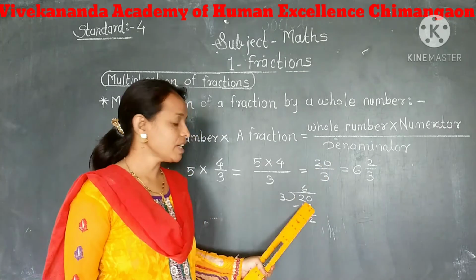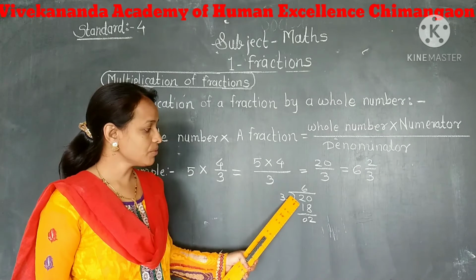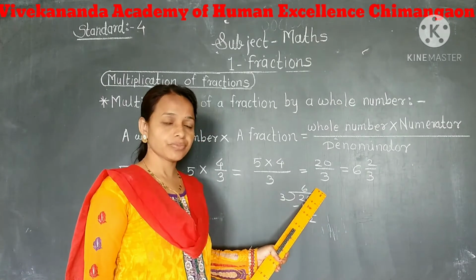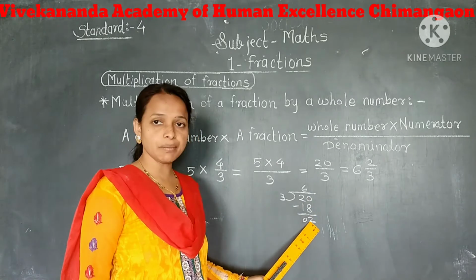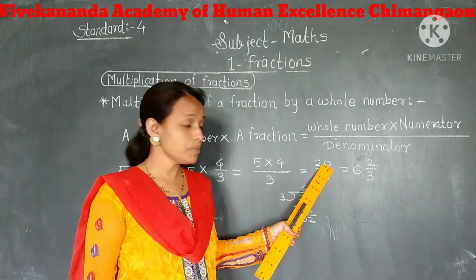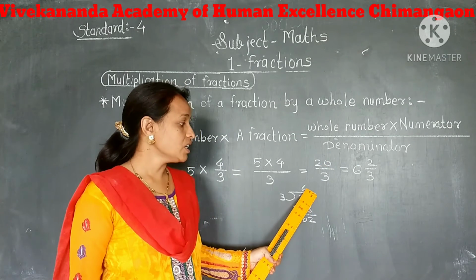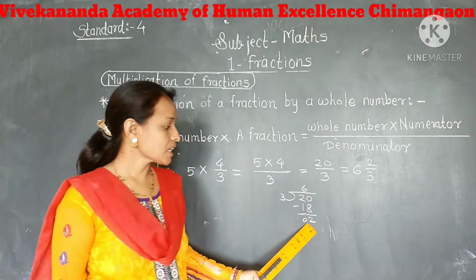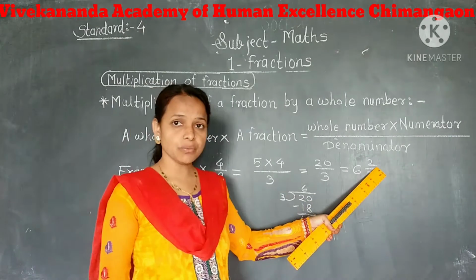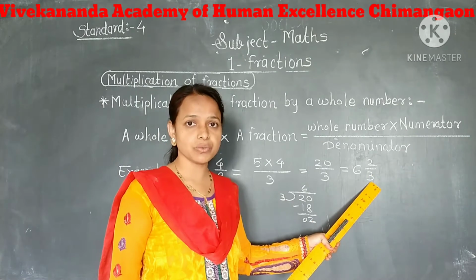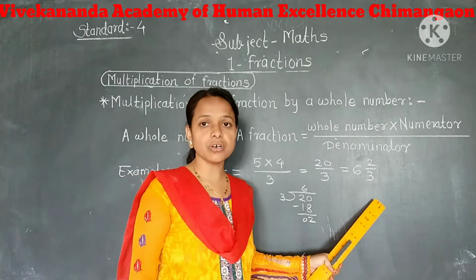So we divide 20 by 3. We get 6 as a quotient and 2 as a remainder. So we write this improper fraction as a mixed fraction: quotient 6 is written as the whole number, remainder 2 as the numerator, and divisor 3 as the denominator. So we get 6 2 upon 3.